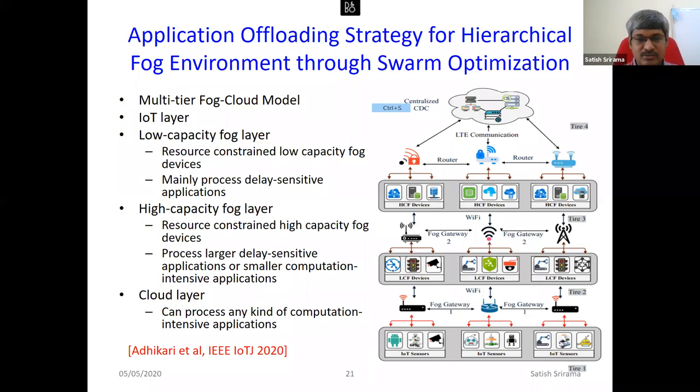I will give you the references to those papers as well. You can actually check them. Okay, so here is a publication which we had at the IEEE Internet of Things Journal in 2020.